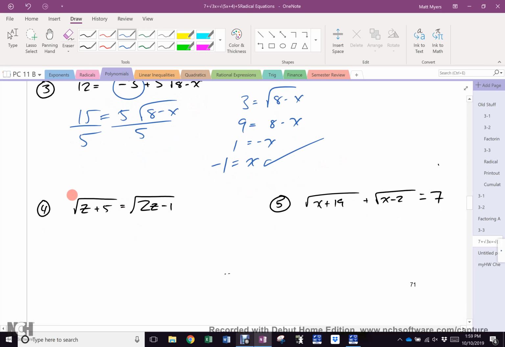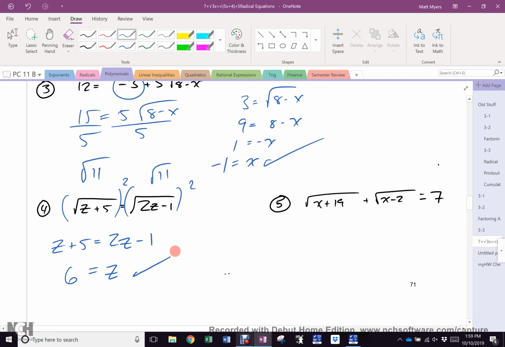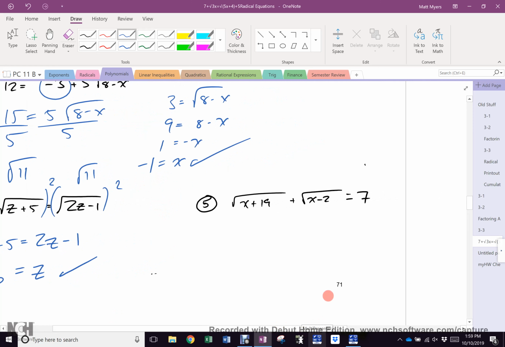This one, they're already isolated, so all I got to do is square both sides. Z plus 5 equals 2z minus 1. So z equals 6. Check it. What's 6 plus 5? 11. So that's root of 11, right? Doesn't have a root, so we got to leave it. What's 2 times 6? What's 12 minus 1? Does root 11 equal root 11? So we're right.